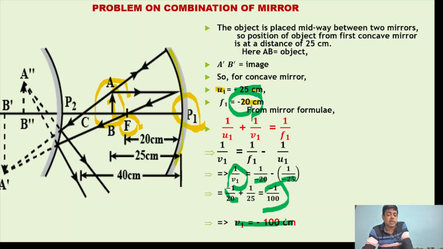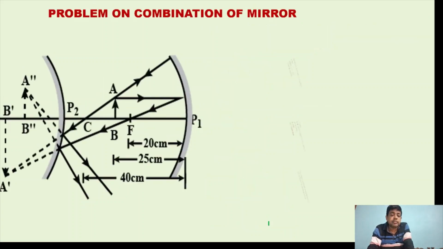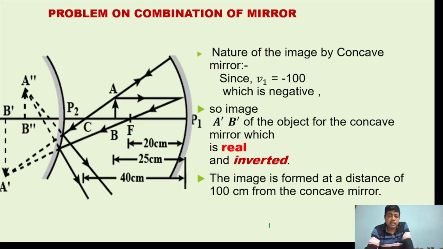This is a mathematical process. So you can find out the distance of the image, which is 100 centimeter, which is negative. It means the image is found to the left side of the pole of the concave mirror. Right? Understand? Okay. Let's see now. Look at here. Now the nature of the image by the concave mirror is V1.